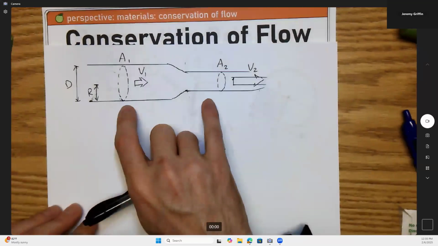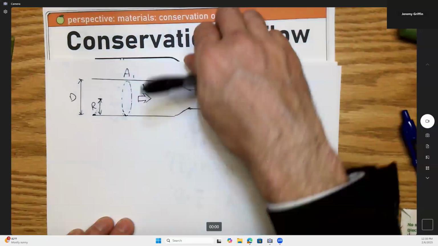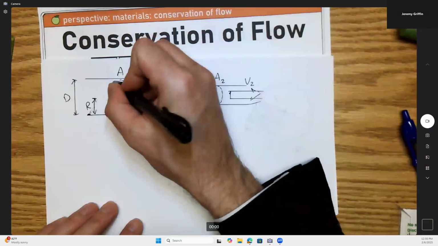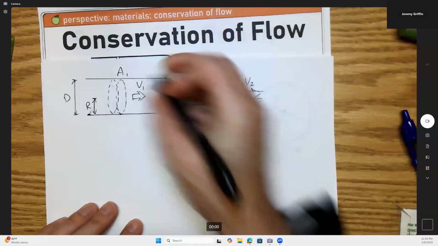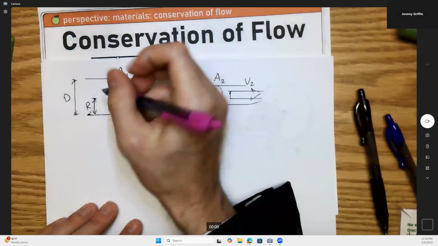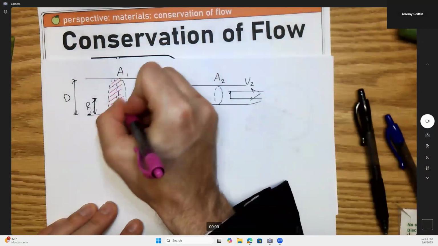All right, so let's go back to this pipe system. And again, I'm trying to get to this conservation of flow. So I want to roof off some volume. I'm going to make a cylinder shape here. You guys see this cylinder? Maybe I'll hash it in and make it really stand out. You guys see this pink cylinder right here?